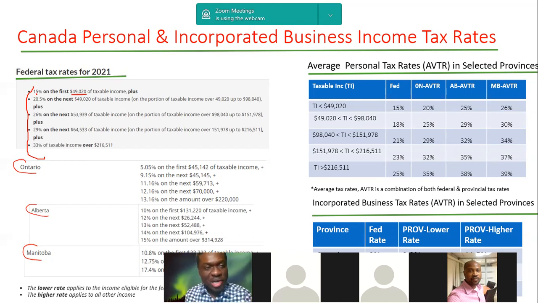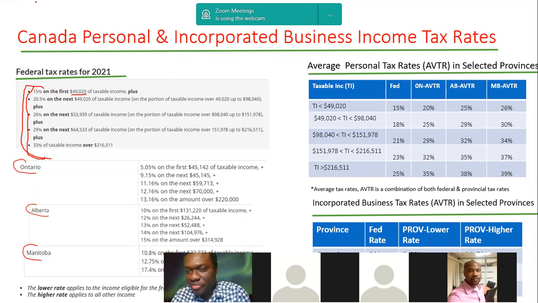So we have federal rates, we also have provincial rates. So what we have here on this side is the federal rates. And I just picked some provinces, Ontario, Alberta, and Manitoba. I know that a majority of us fall within these provinces. That's why I took a snapshot of these 3 provinces. Then moving to the right side of the page.